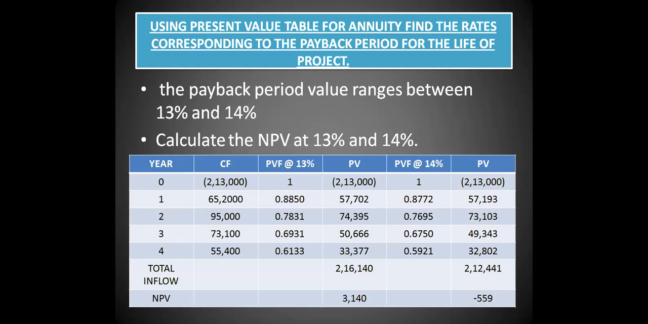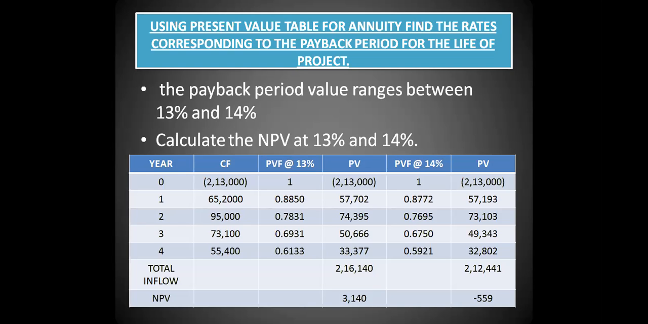So we have calculated the present values of all the cash flows at 13% and 14% respectively in the fourth and sixth columns. So you could see this. Now the total present value of the inflows comes out to be 2,16,140 at 13%, and it's 2,12,441 at 14%. Now we will calculate the NPV.